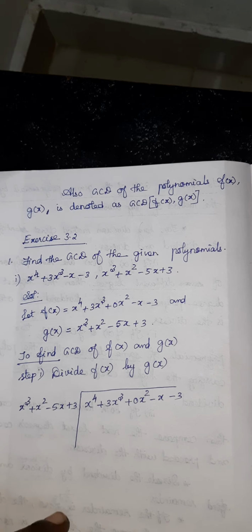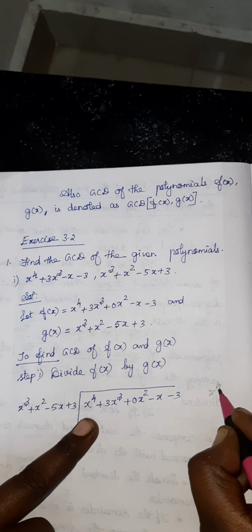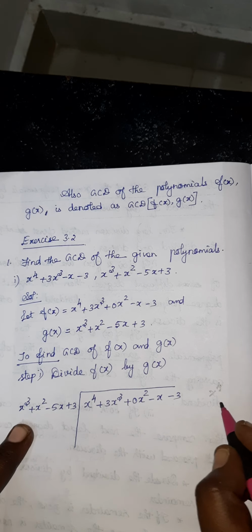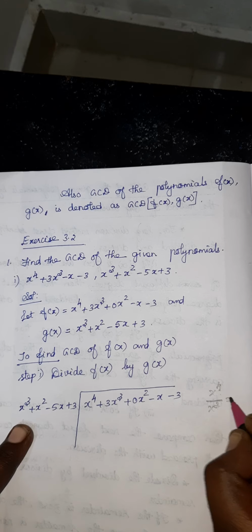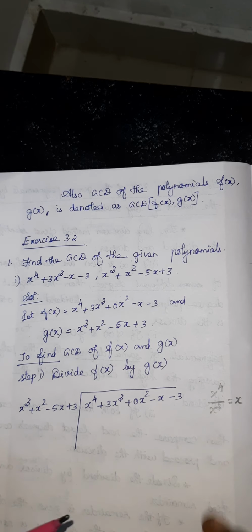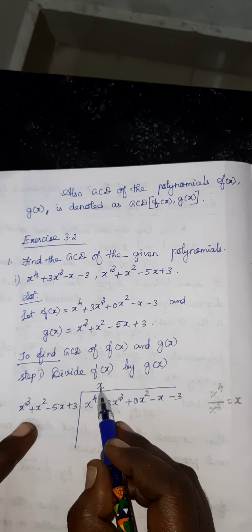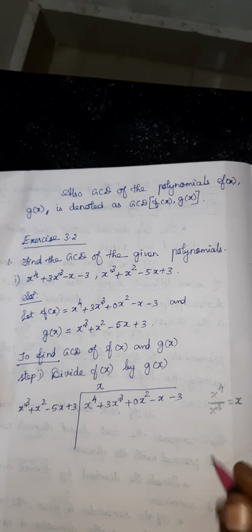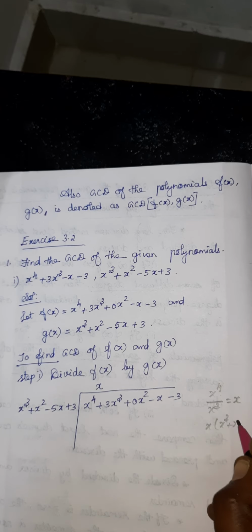How to find the quotient? You see the first term, it is x power 4 in the dividend. See the first term of the divisor, it is x cube. So x power 4 divided by x power 3, that is x. That x you write in the quotient part. Then with this x you multiply the divisor. So x into x cube plus x square minus 5x plus 3.